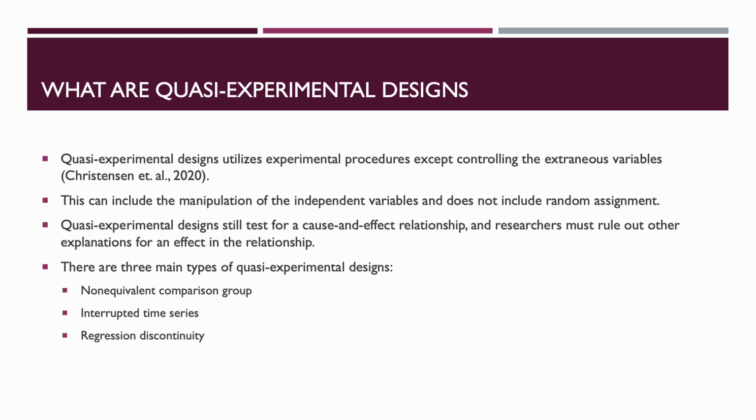These designs still test for a cause and effect relationship, and while they do that, researchers have the responsibility to rule out any other explanations that could cause an effect in the relationship between the comparison groups and the treatment procedures. With these designs, there are three types that we will get into. They are called non-equivalent comparison group, interrupted time series, and regression discontinuity.